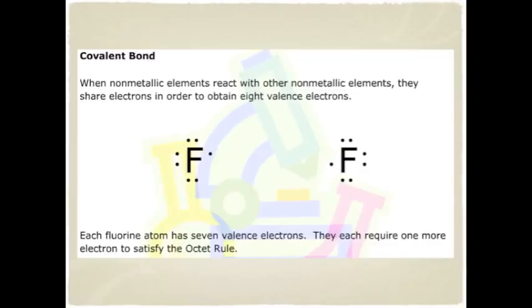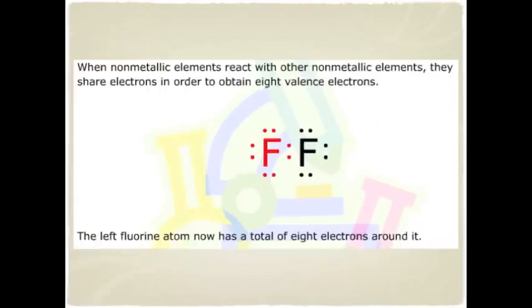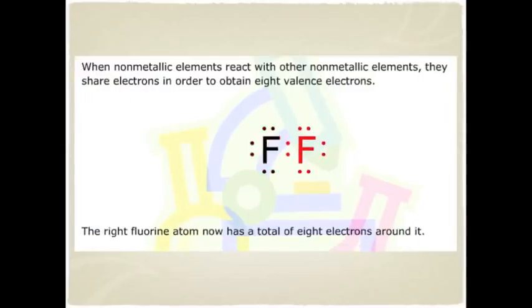When nonmetallic elements react with other nonmetallic elements, they share electrons in order to obtain 8 valence electrons. Each fluorine atom has 7 valence electrons. They each require 1 more electron to satisfy the octet rule. The left fluorine atom now has a total of 8 electrons around it. The right fluorine atom now has a total of 8 electrons around it.